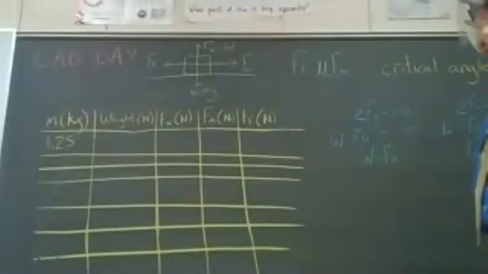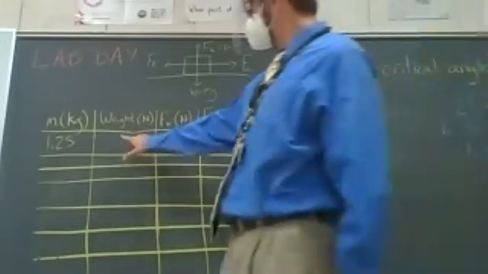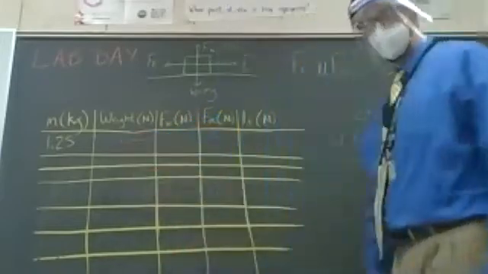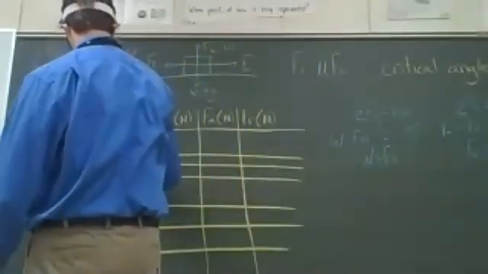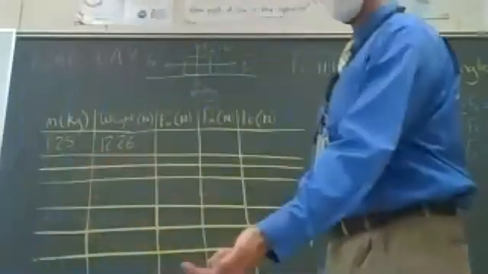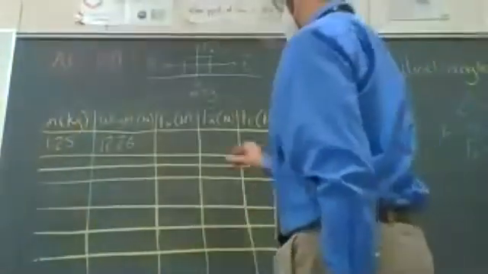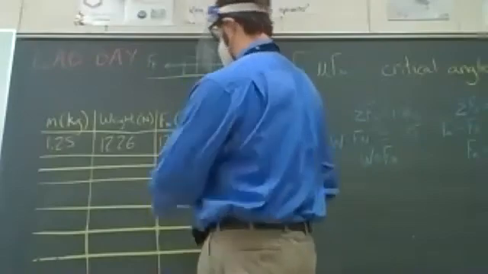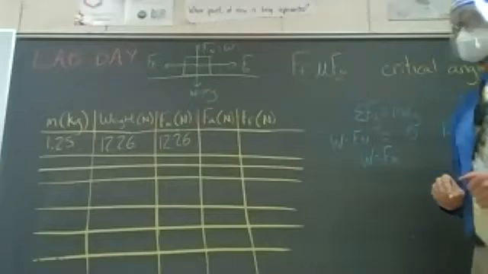All right, so what number do I write here? Who's got it? 12.26. How many newtons of normal force is the board exerting back up on the block? 12.26 newtons. This is actually what we're going to plot on the x-axis, okay?